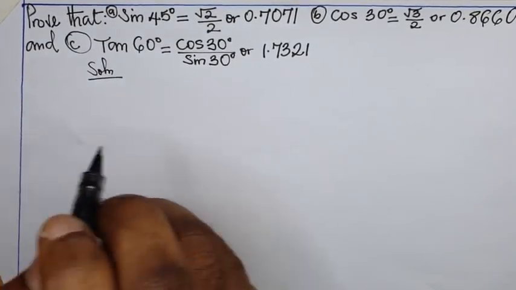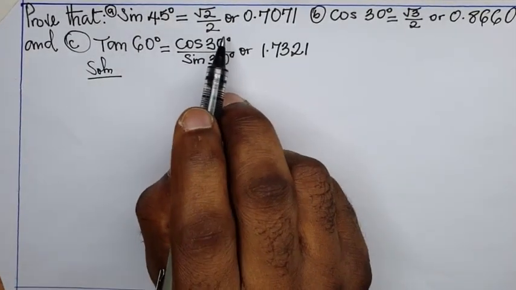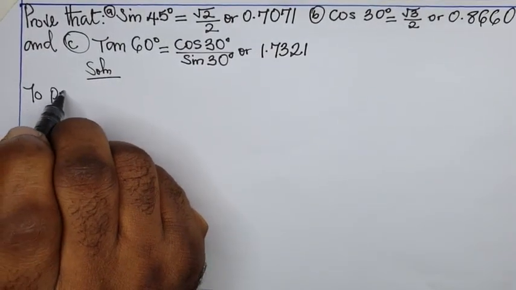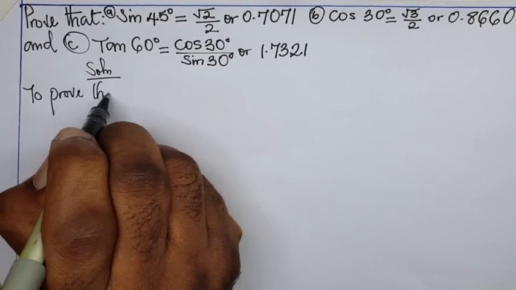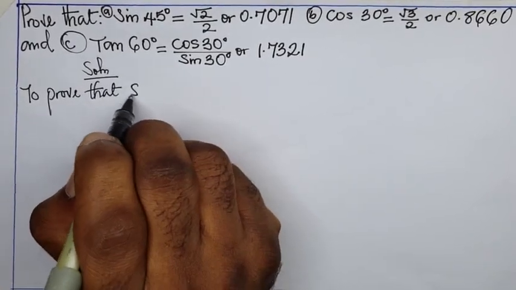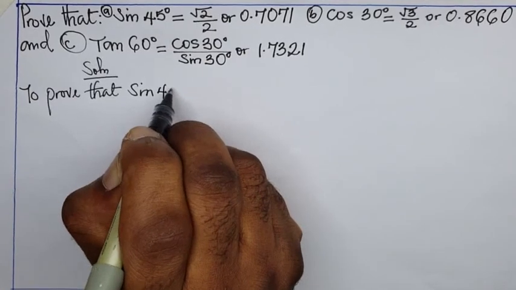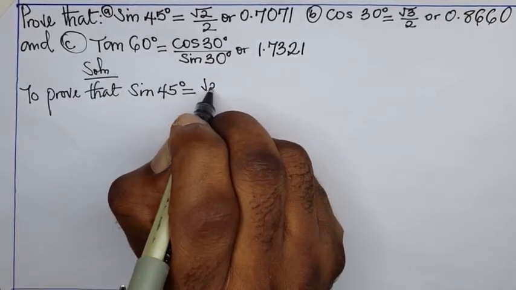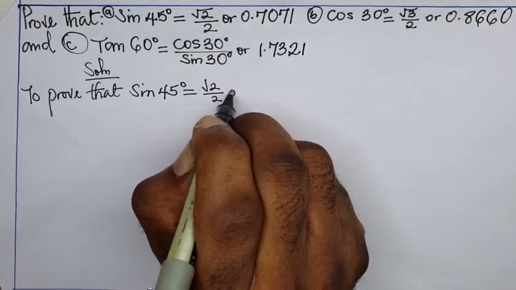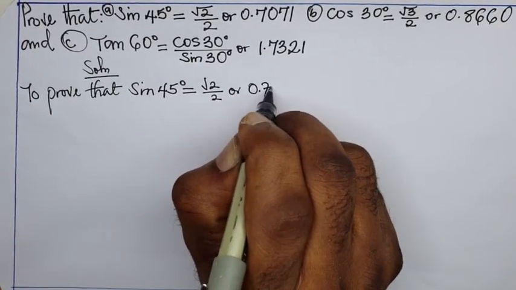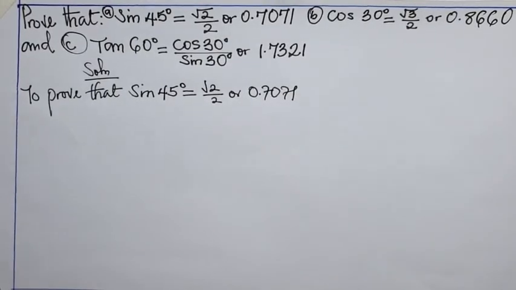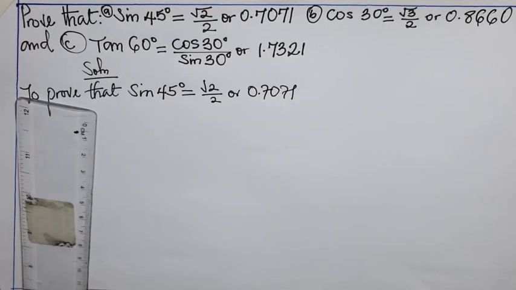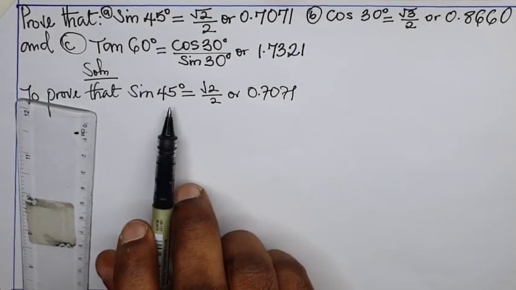We want to prove that sine 45 is root 2 over 2. So let's begin with that. To prove that sine 45 degree is the same as root 2 divided by 2, or 0.7071. Let's begin by drawing a diagram that can give us 45 degree.